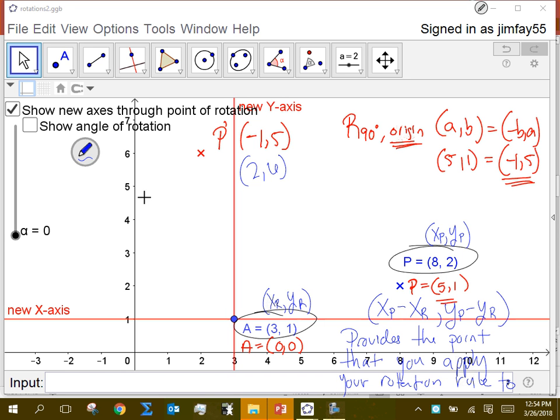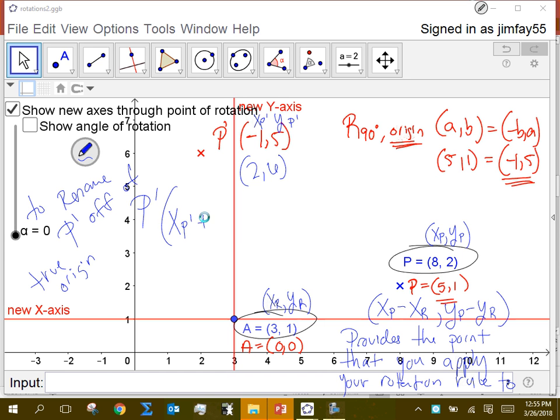Okay, so to rename P prime off of the true origin, if I call this the x of P prime, and I call this y of P prime, you're going to basically take x of P prime and add to it the x of your rotation, and then you'll take y of P prime and add to it the y of your rotation.